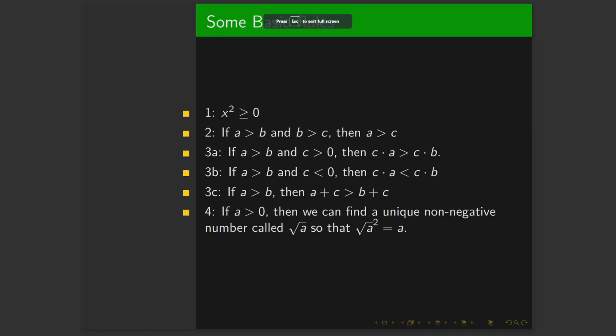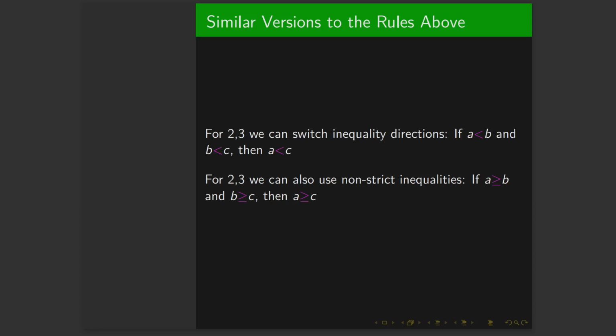Okay. These are rules that we're used to, rules that make sense. Everything that I said should make sense. Maybe number 4 is a little bit of an outlier. But we can also extend this a little bit more. For 2 and 3, we can switch the inequality directions. We replace every greater than sign with a less than sign and every less than sign with a greater than sign, and we'll still have the exact same things. If a is less than b and b is less than c, then a is less than c.